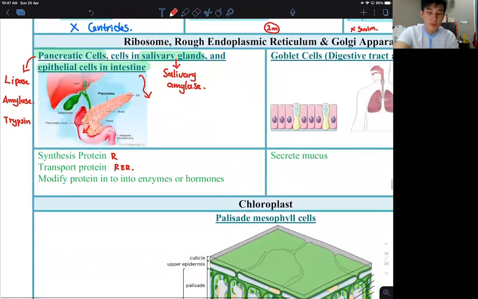And the Golgi apparatus helps to modify the protein into enzymes. Also, even hormones, because your pancreas also produces hormones, but mainly we say enzymes. Okay? So usually the question, remember, will ask about a digestive organ. So if you say digestive organ, its cells have what kind of organelle? Just remember these three, because I want to produce protein, transport protein, and modify the protein to become enzyme.